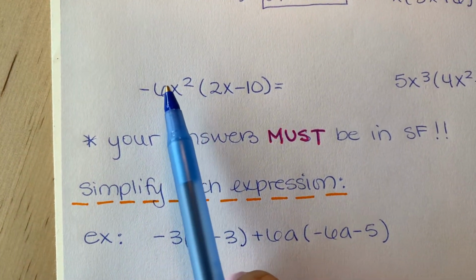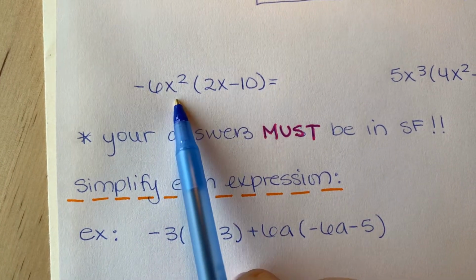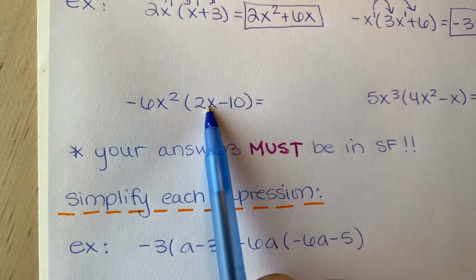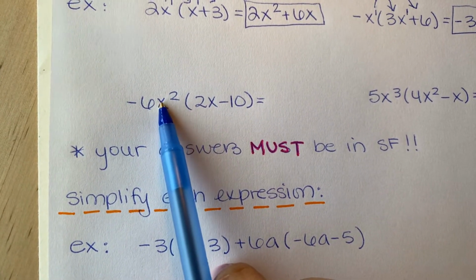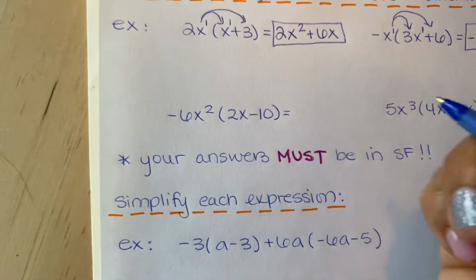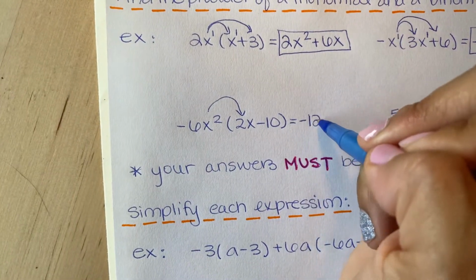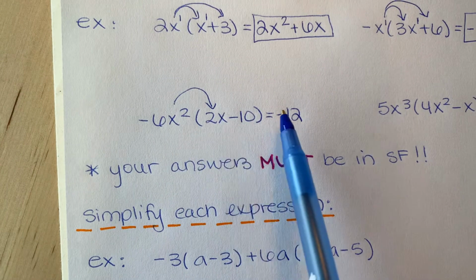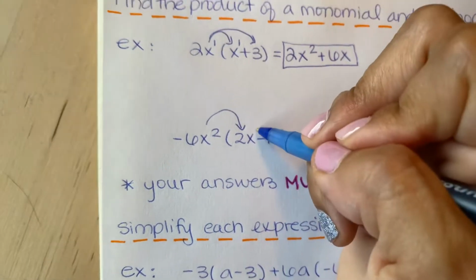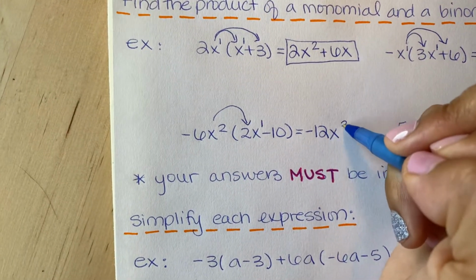Okay, so now here, negative 6x squared times 2x, and then we're going to take the negative 6x squared times a negative 10. Remember, when you are multiplying a monomial times a binomial, you have to take this monomial and multiply it to every term in this grouping symbol, this parenthesis. So negative 6 times 2 is negative 12, right? Okay, so now look at our x's. I have x squared, x to the 1, right? So what is 2 plus 1? X cubed.